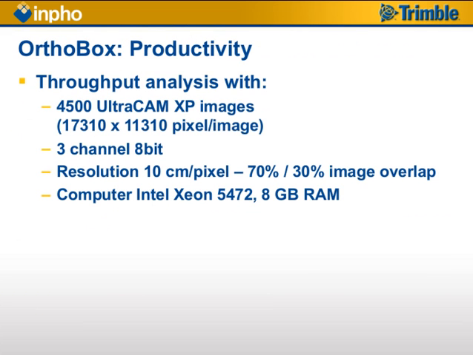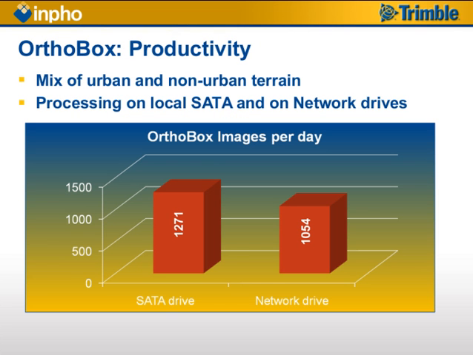Let me then show you some information about the productivity in our OrthoBox. We made some tests with about 4,500 UltraCam XP images, just standard 3-channel 8-bit images with a resolution of about 10 centimeters. That photo flight was with 70 by 30% image overlap, and we were just using an off-the-shelf computer, so nothing special. Looking at the productivity right here, again, we are looking at a complete orthophoto process, starting with the orthophoto generation and doing the mosaicing. So these are the figures for that complete workflow.